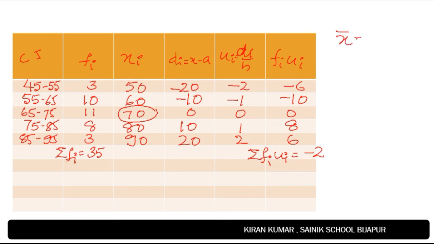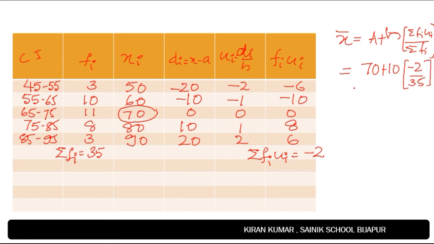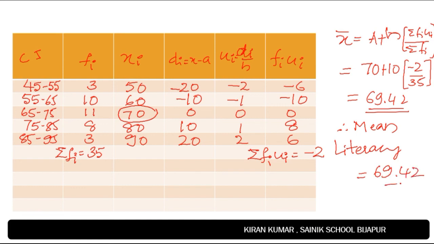So the mean is given by assumed mean plus the class size times sigma fi ui divided by sigma fi. Class size is 10. Assumed mean was 70 plus 10 times -2 upon 35, and we get the result as 69.42. Therefore, the mean literacy rate is 69.42.